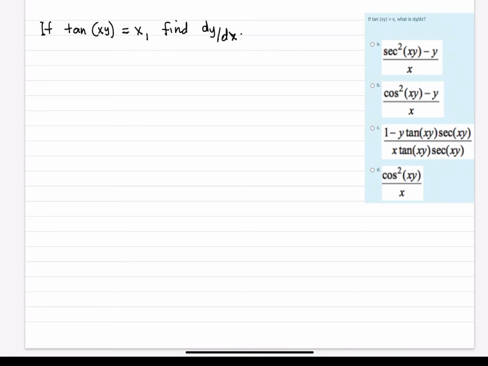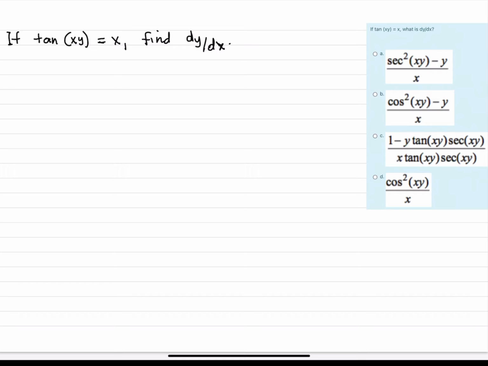As requested by some of your classmates, may I present the solution to one of the problems in the quiz. If tangent of xy equals x, find dy over dx. Looking at the form of the given, it is trigonometric and at the same time implicit. Therefore, to differentiate it, we have to make use of trigonometric differentiation and implicit differentiation.